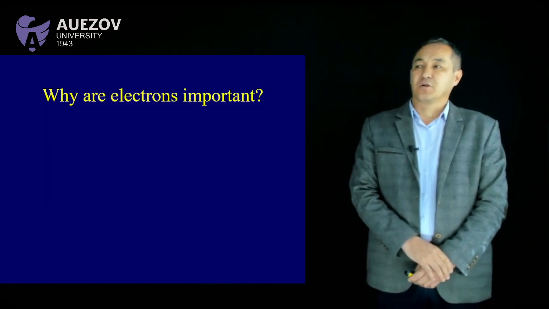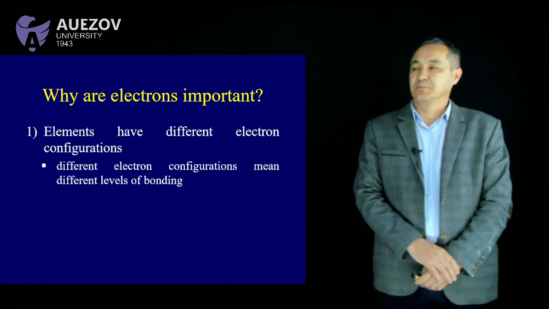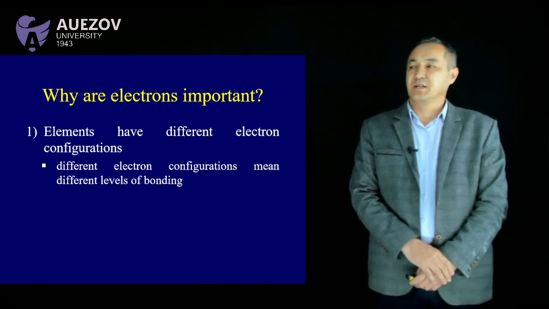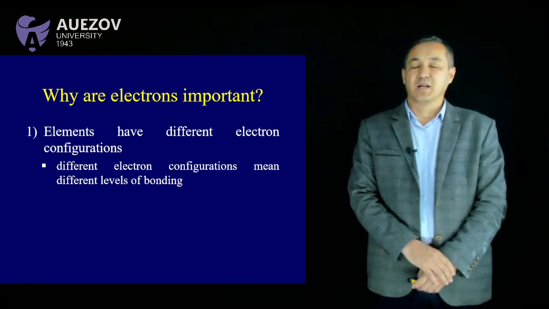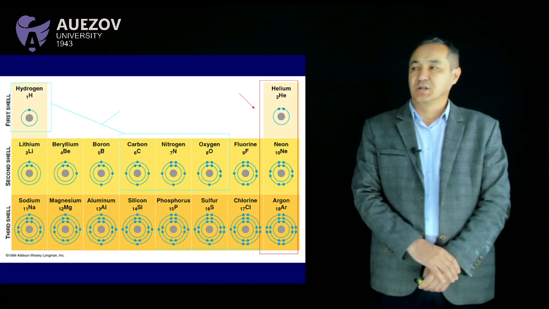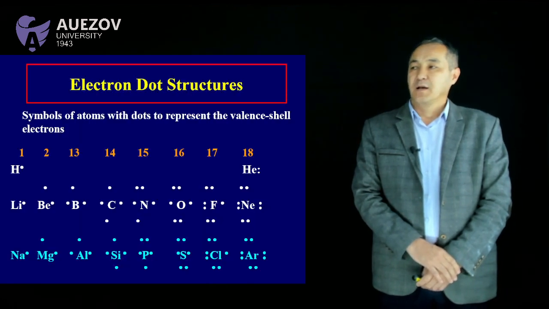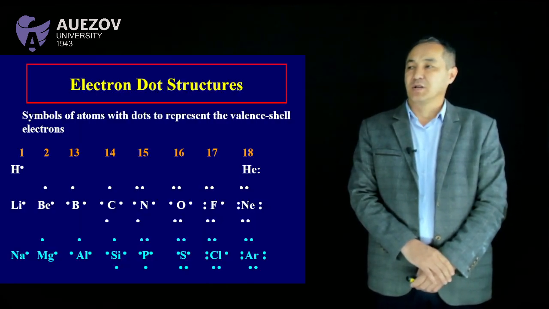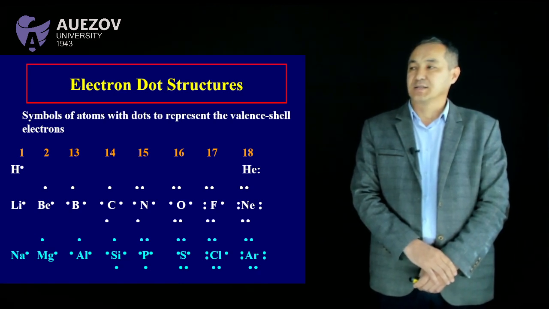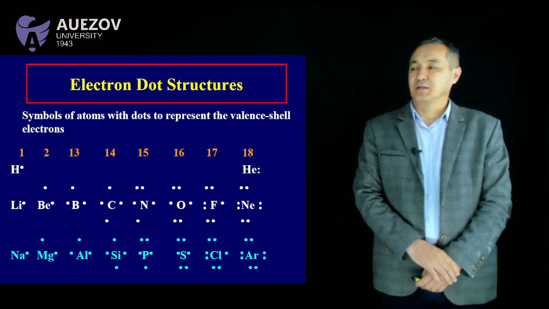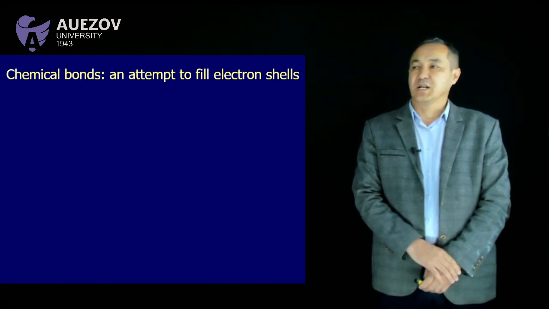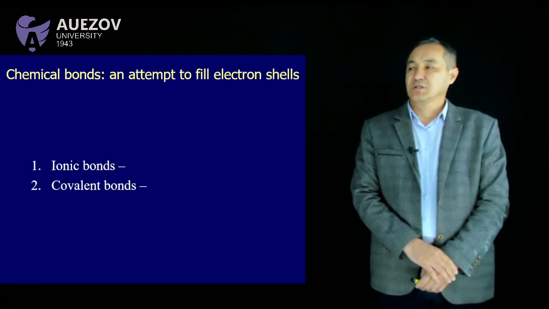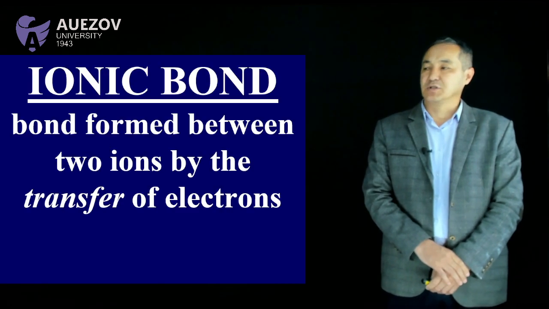Why are electrons important? Because elements have different electron configurations. Different electron configurations mean different levels of bonding. Electron dot structures you can see on the next slide, for example hydrogen, lithium, sodium and others. Chemical bonds are attempts to fill electron shells. There are ionic bonds, covalent bonds and metallic bonds.